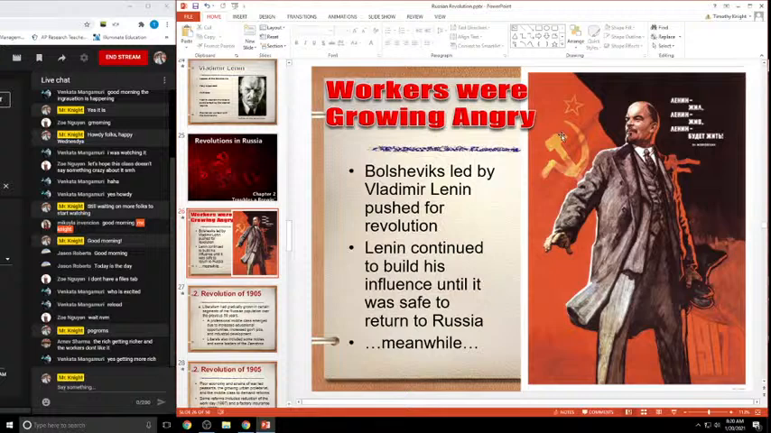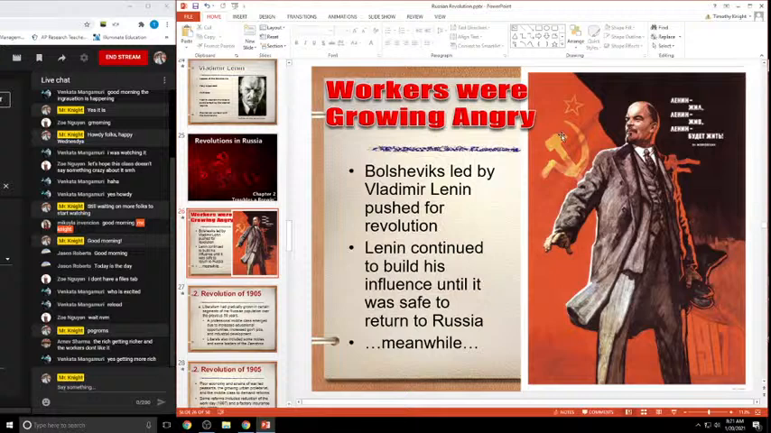Lenin continued to build up his influence via the Bolshevik Party in Russia from afar until it was safe for him to return to Russia, which, interestingly enough, happens during World War I. Vladimir Lenin finds his way back to Russia, and believe it or not, it's because the Germans, who were fighting against the Russians in World War I, know about Vladimir Lenin living in exile in Switzerland.